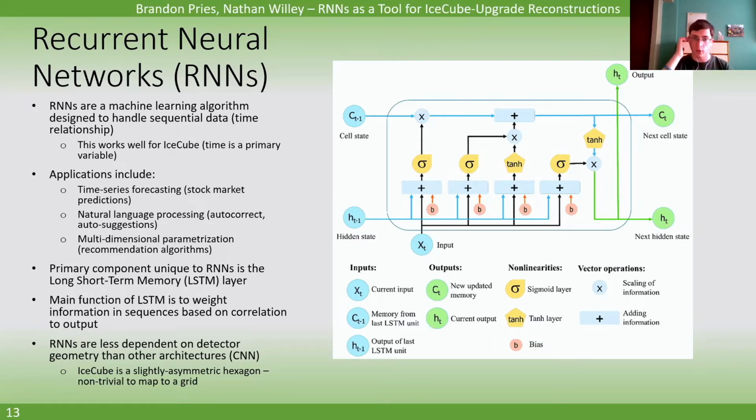The primary component that's unique to RNNs is the long short-term memory layer, or LSTM layer. The main function of the LSTM is to weight information in these input sequences based on how correlated it is to the output. For example, in natural language processing, if I feed it a string that says "I live in Paris and I speak blank," the RNN, if I've trained it on enough English, should recognize first that the blank should be a language.